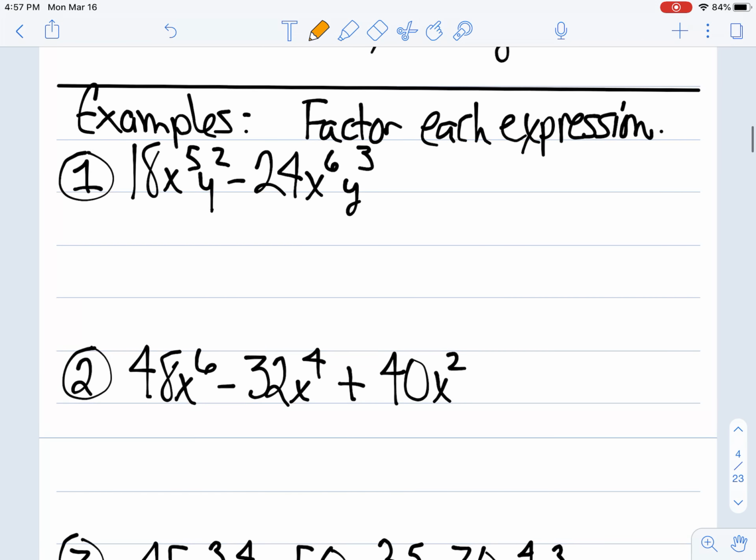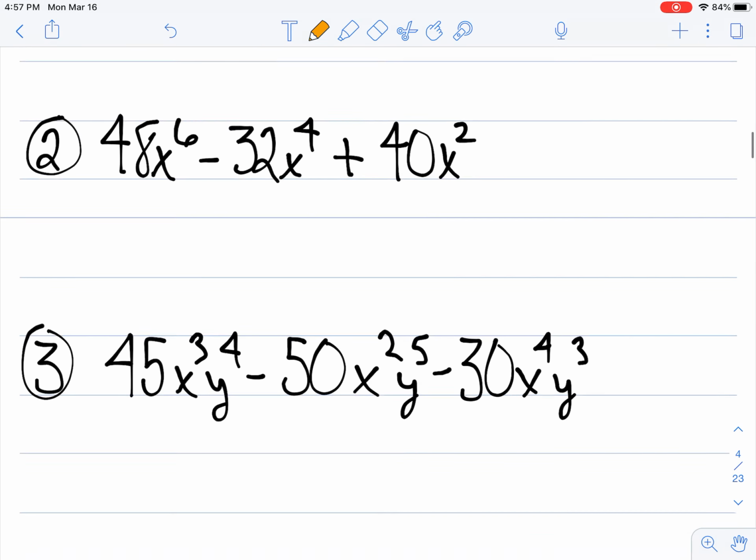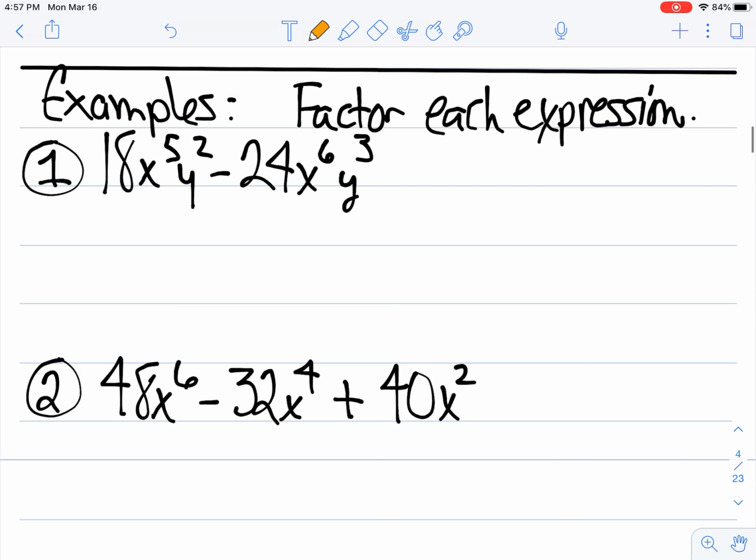Now, to factor each expression, we're going to just do a couple of examples here. I'll work the first one and the second one, and then I'm going to leave the third one for you to do on your own. That way you'll have a little bit of time to do one.